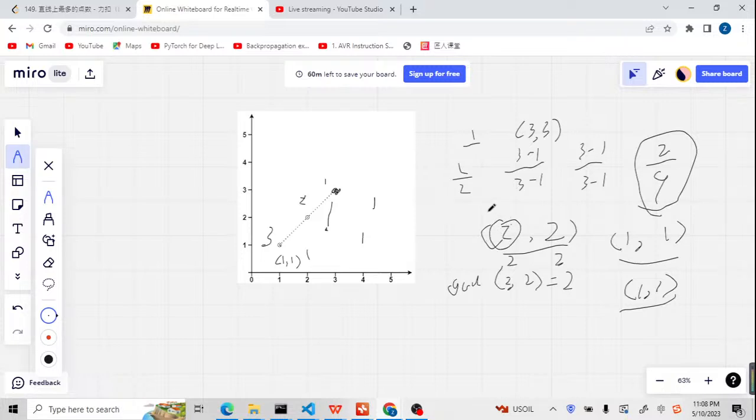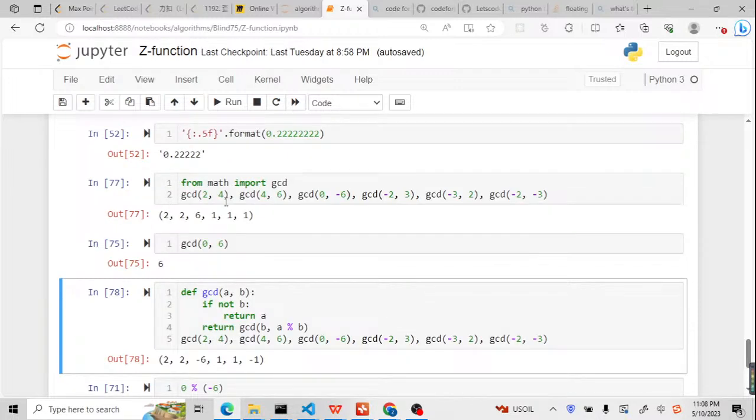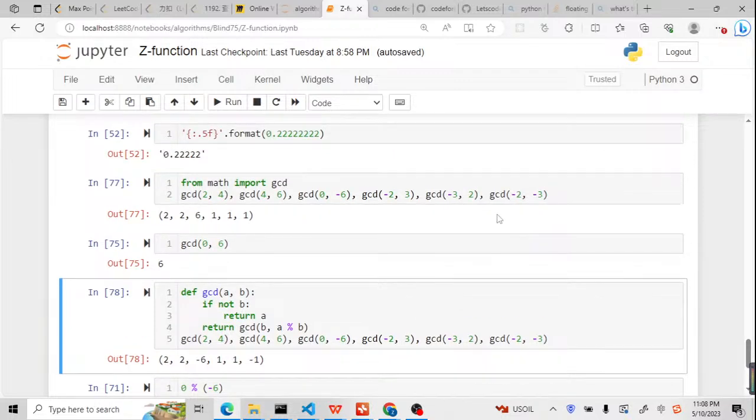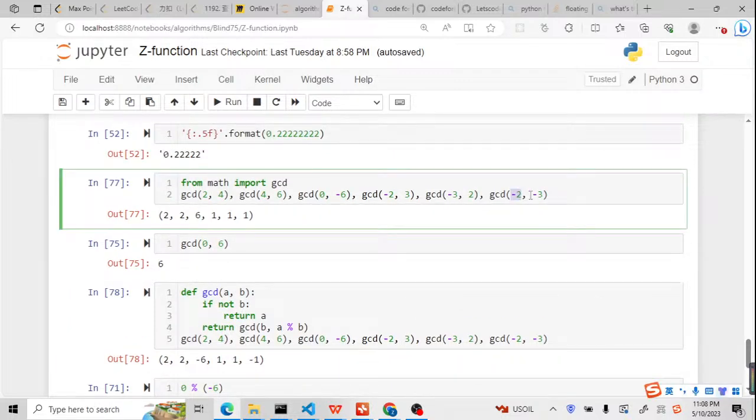So this value means y2 minus y1 or x2 minus x1, it doesn't matter, then divided by the GCD of this 2 and 2, and we got the same points. But we also have cases like this. Inside of the GCD, the numbers can be positive or negative, but the GCD doesn't influence our slope. For example, if two numbers are minus 2 and minus 3, this minus 2 means x2 minus x1. This minus 3 means y2 minus y1.